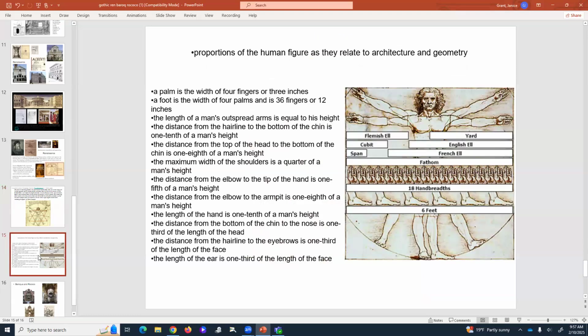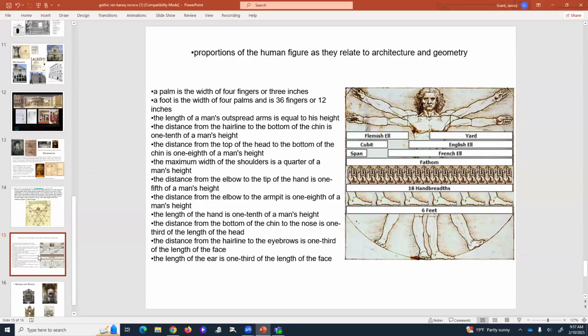So it's pretty interesting because I've used this a lot of times. All of these different proportions of the human figure as they relate to architecture and geometry. My favorite of all of these is when you put your hand straight out, the distance between your nose and the tip of your finger is 3 feet.